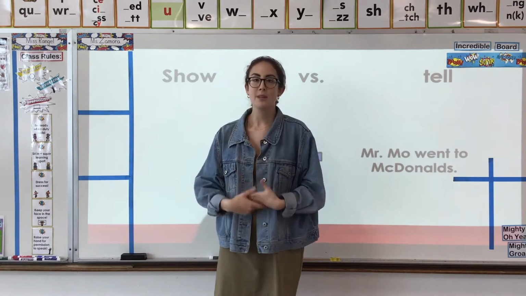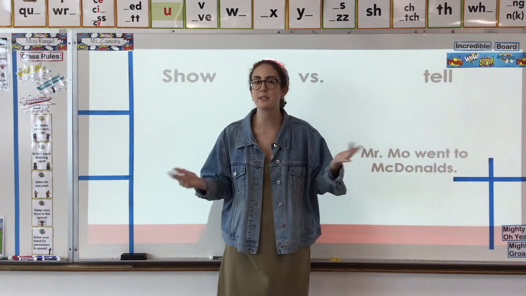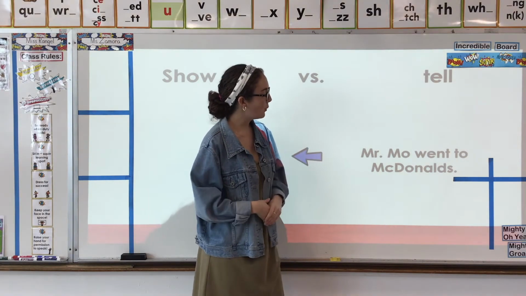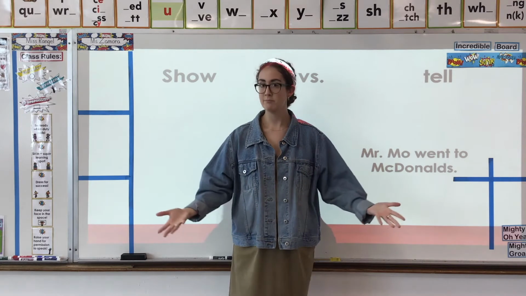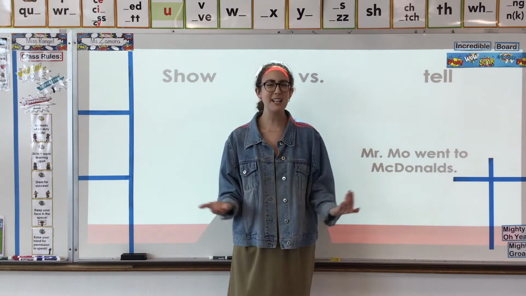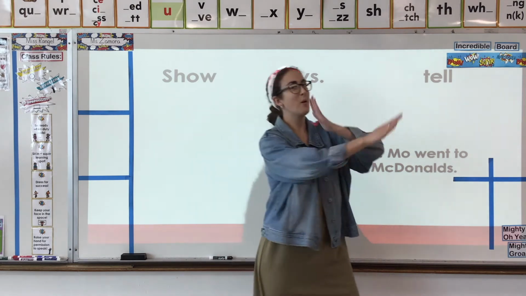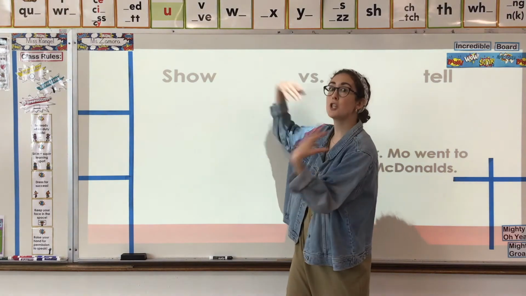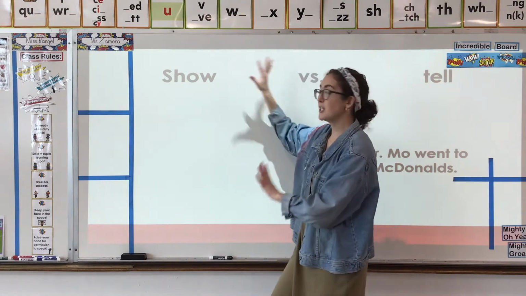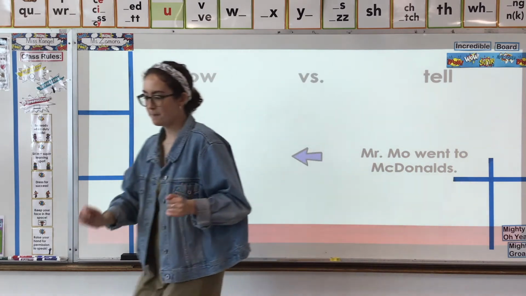So Super Scholars, my solution was that Mr. Mo, he's going to go to McDonald's to get some more food. So I could write, Mr. Mo went to McDonald's. I told you what Mr. Mo did, but that was it. I just told you what he did, which is pretty boring. I don't want to just tell you. I want to show you what Mr. Mo did. I want you to be able to see Mr. Mo going to McDonald's. And I can do that with my words.